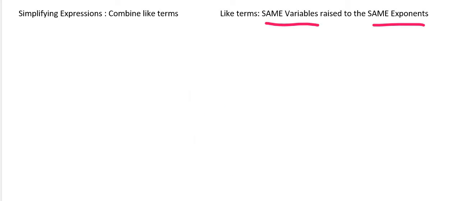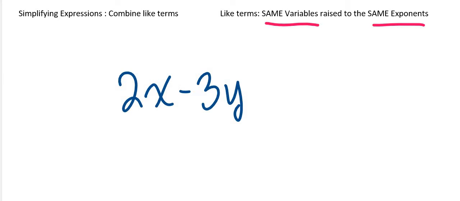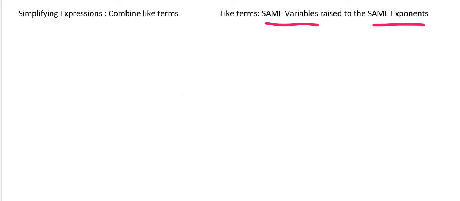Another example, 2x minus 3y. Here, looking at the variables, I have an x and I have a y. Those are not the same variables. Therefore, my expression has already been simplified and I cannot do anything else to it.